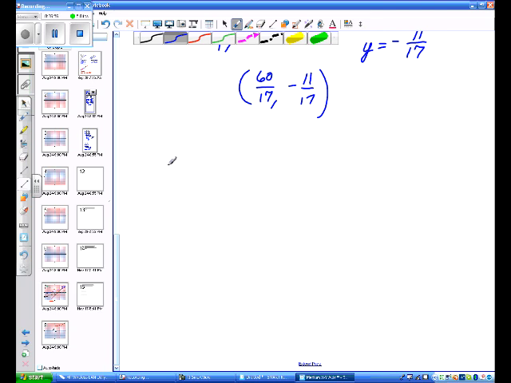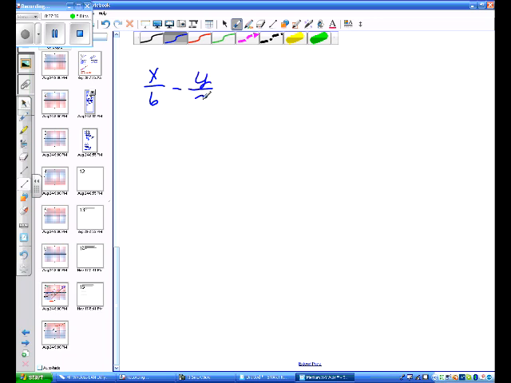Okay, let's say we have as our system x over 6 minus y over 2 is equal to 1/3, and x plus 2y equals -3. Now, we don't want to have to deal with fractions, so we do what we talked about earlier. We're going to multiply this whole equation by the common denominator, which is 6. So we'll multiply each term by 6.